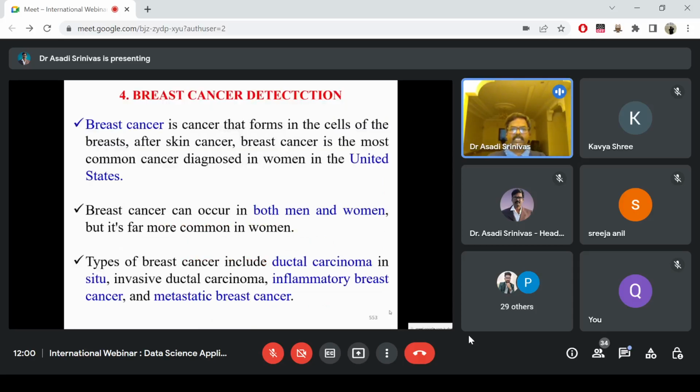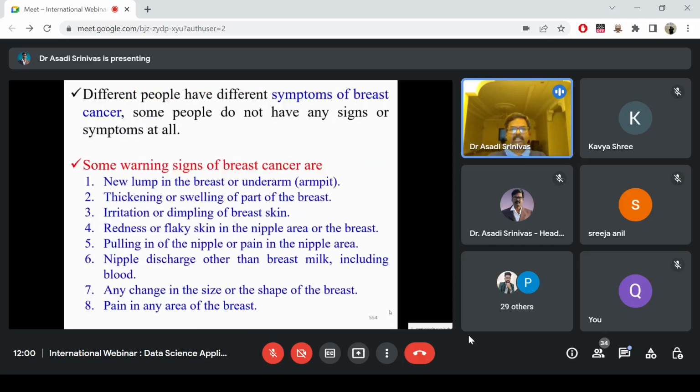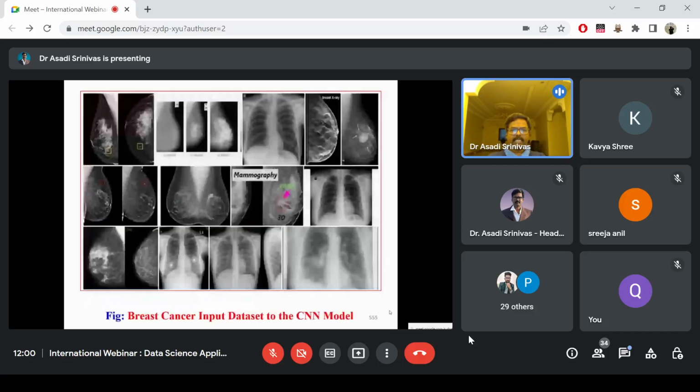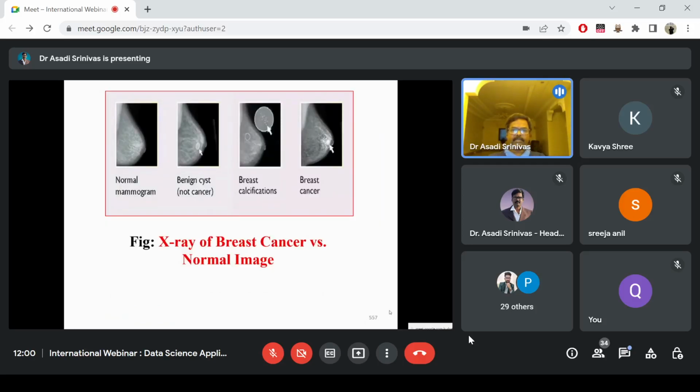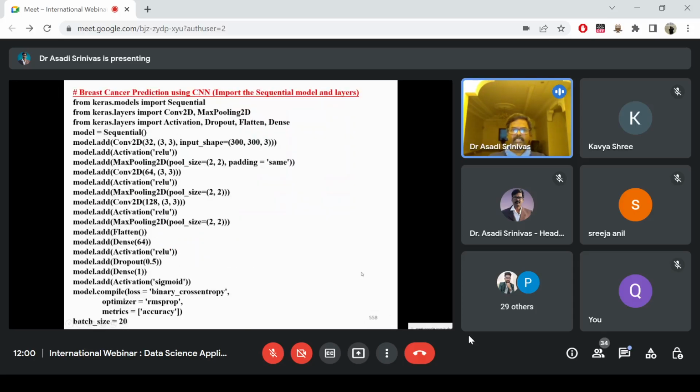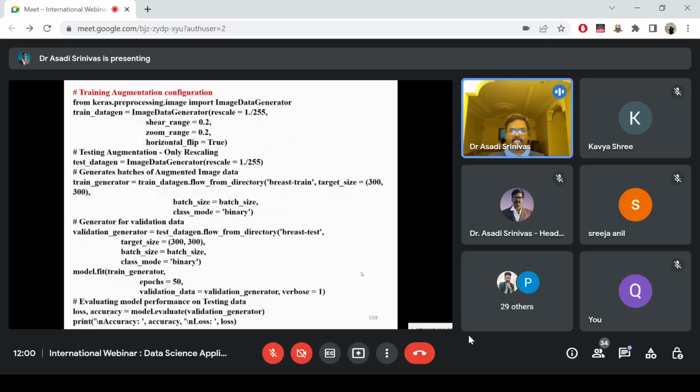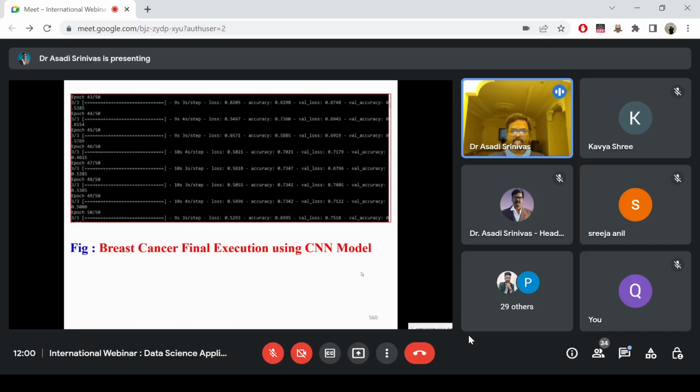In the same way, for breast cancer images, I have collected all the symptoms of breast cancer, and this disease is more common in western countries like America and Europe. So these are the training data set, and finally I'm detecting the severity levels of the breast cancer. Then this is the code of breast cancer, and I got the results.